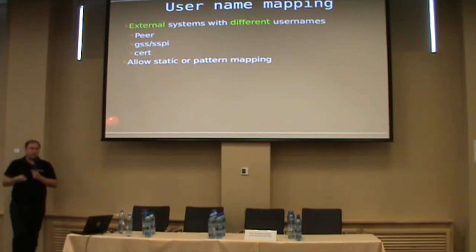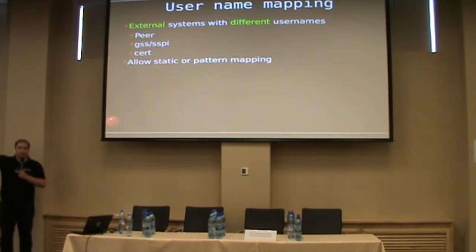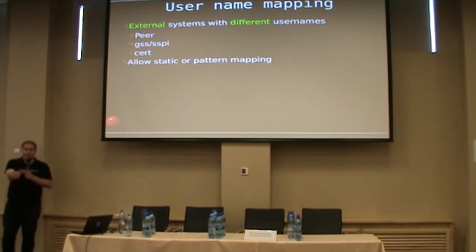Now what it lets us do then is say, if you know the user is called something in the Kerberos system, then that user is allowed to log in as a different username in the database. This can either be a static mapping, just saying, you know, user Magnus is allowed to log in as Postgres. Or it can be dynamic mapping, which is what we often use with things like Kerberos and certificates, where you can say, you know, anything at domain.com is allowed to log in as something. We do that level of mapping.